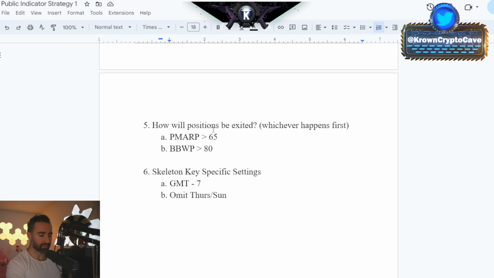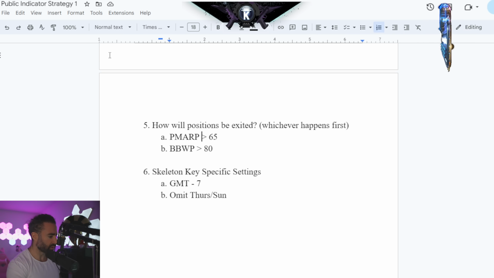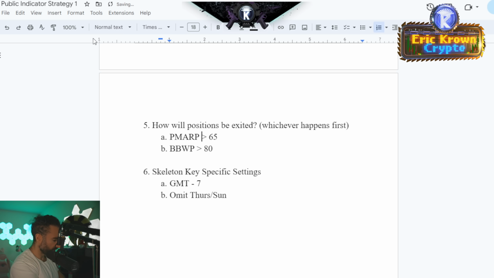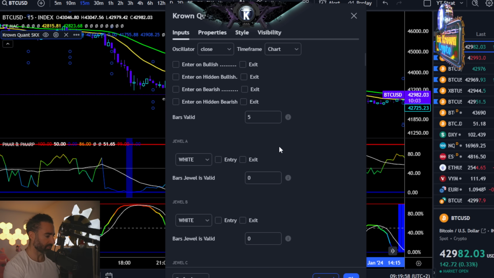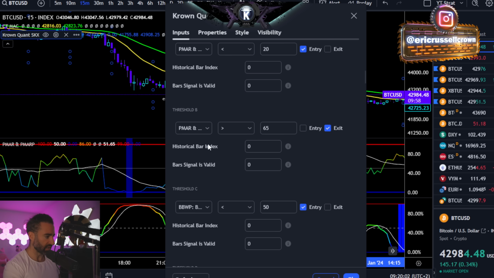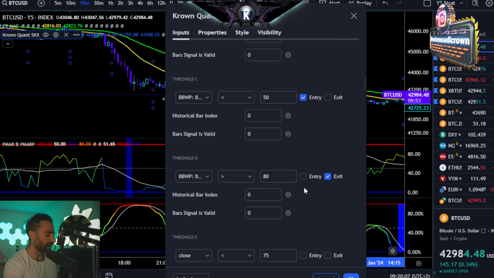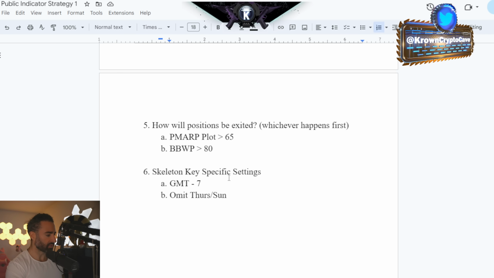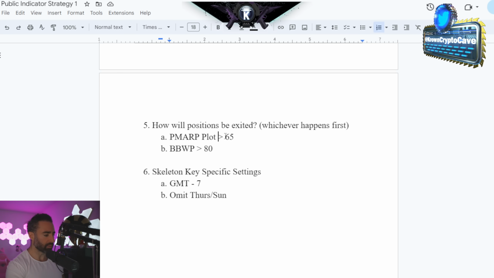How will positions be exited? Kind of already gave that one away, but PMARP, in this case, I believe plot line. Let me double check on this one as well. Why is my thing obsessed with doing caps lock? I must have that on somewhere. Okay, we have our PMARP for the exit, which is going to be plot line, yeah. And then our BBWP for the exit is going to be just the raw BBWP as well. So 80 percentile for BBWP and 65 for the PMARP plot.